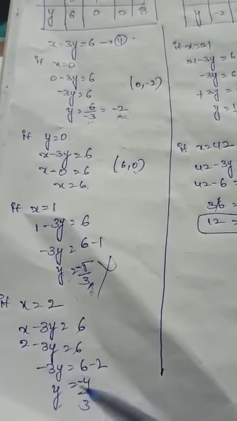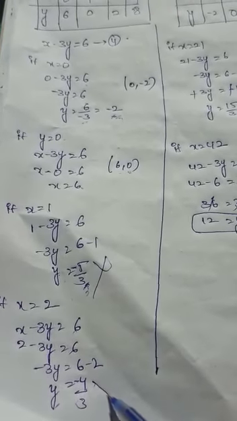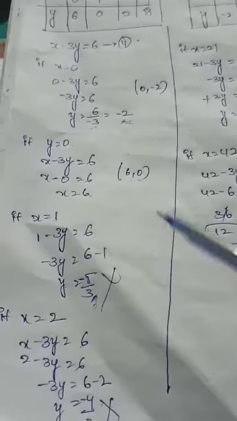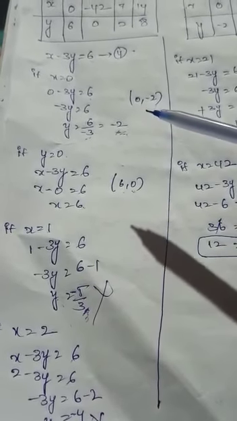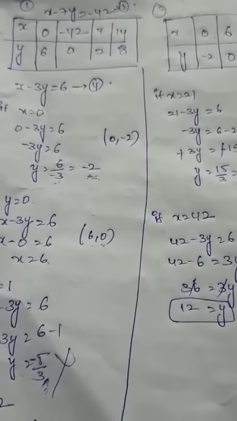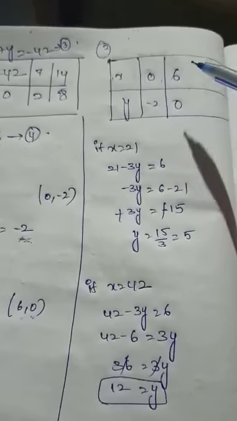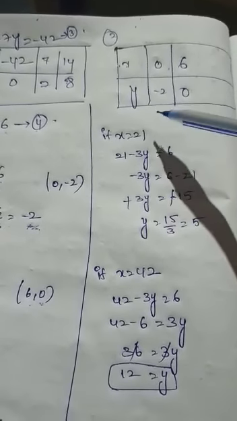Next, if x equal to 2, we get y value minus 4 by 3. This is also a fractional value, so skip this point. We have 2 points: (0, minus 2) and (6, 0). Write these values in a tabular column: 0, minus 2, 6, 0. We have 2 points.